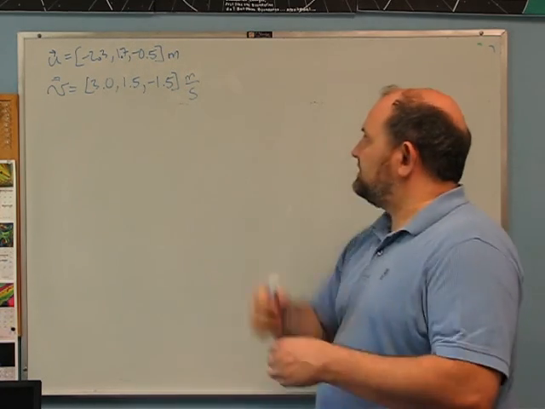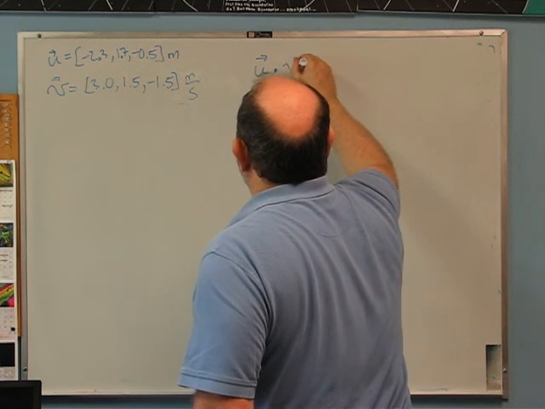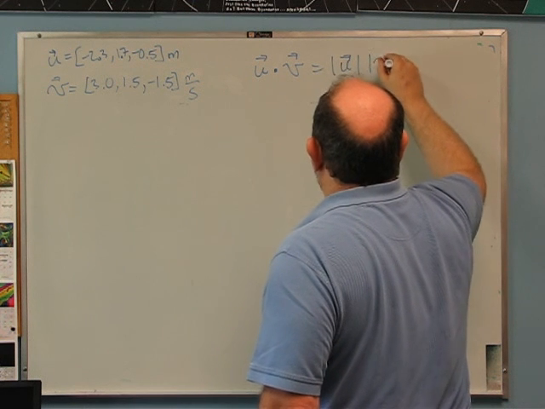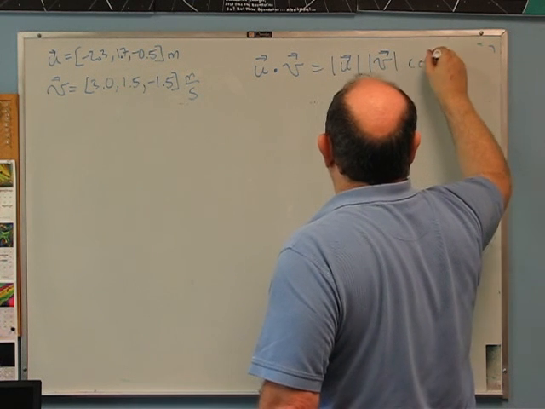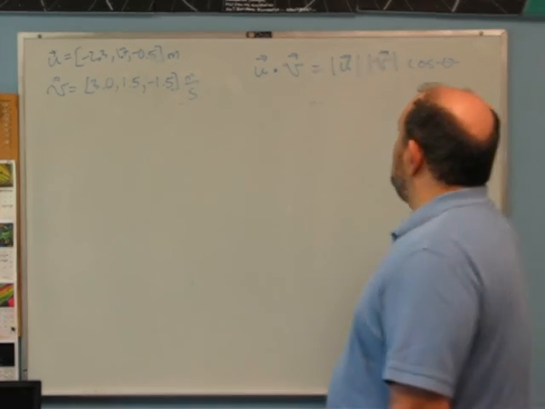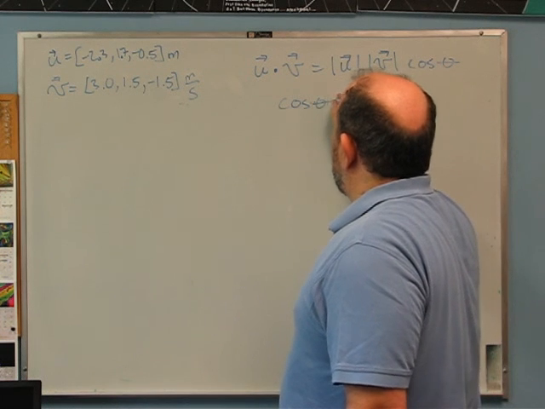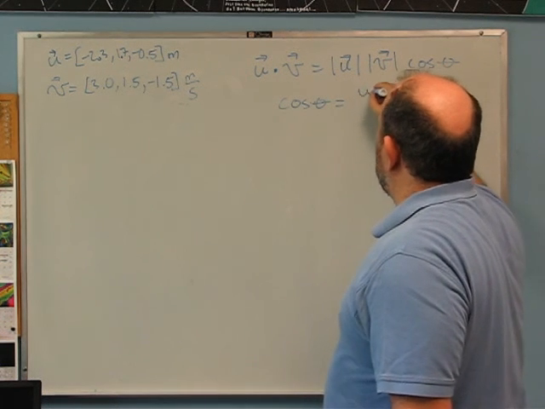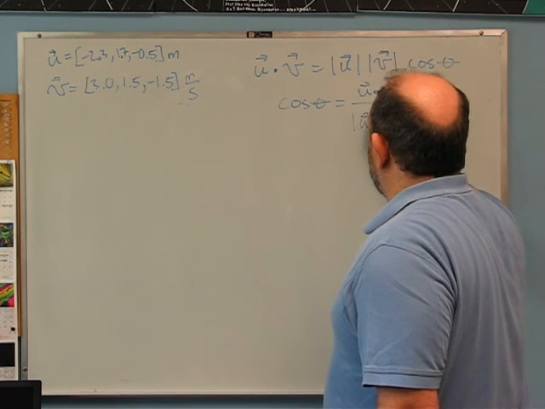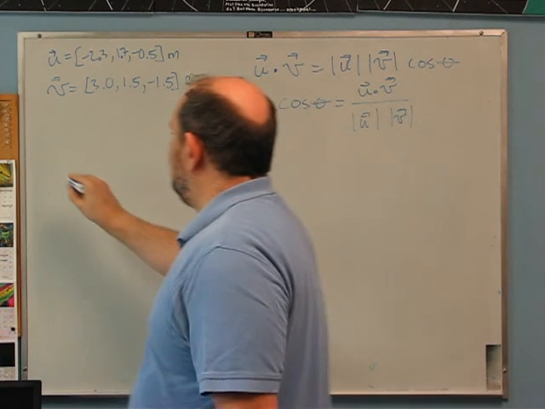So here they are. Let's do this. Well, same thing as last time. We know that u dot v is going to equal the magnitude of u times the magnitude of v times cosine of the angle between them. Very exciting. So let's just go ahead and do it. So once again, we're going to calculate cosine theta has to equal u dot v over the magnitude of u times the magnitude of v. And so let's just calculate these three things.